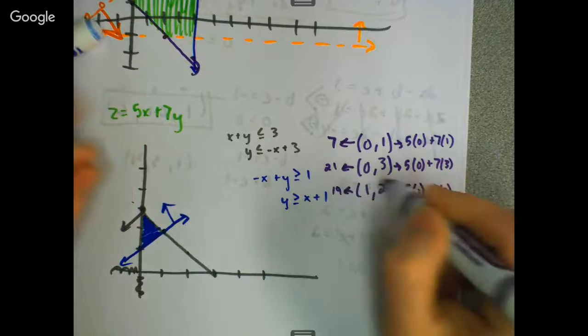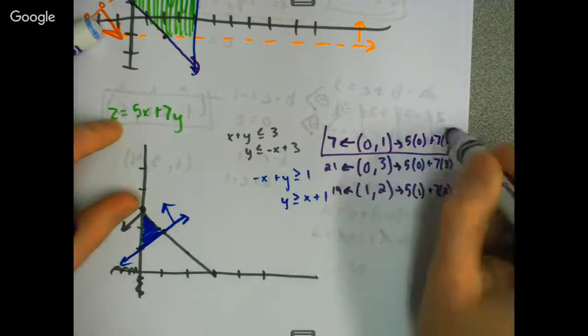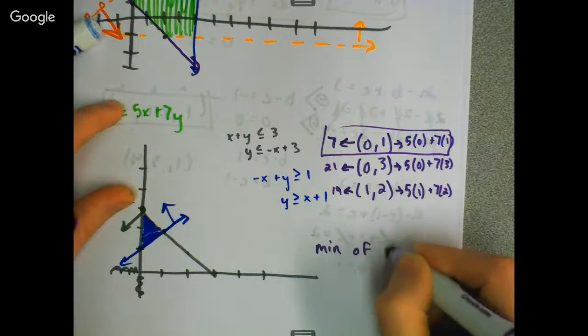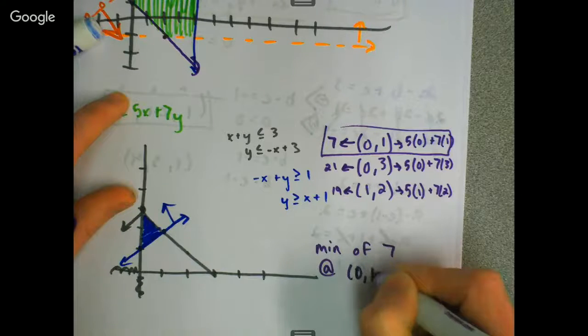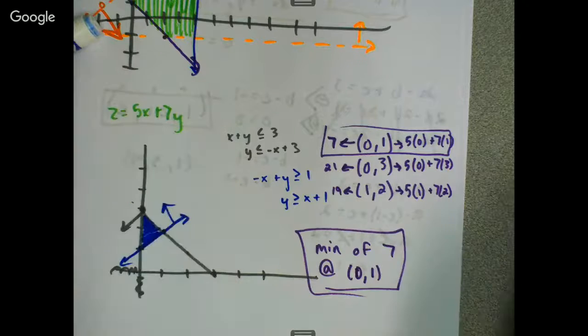Okay, so it said minimize. So right here is my minimum. So minimum of 7 at (0, 1). And that would be my solution for that problem.